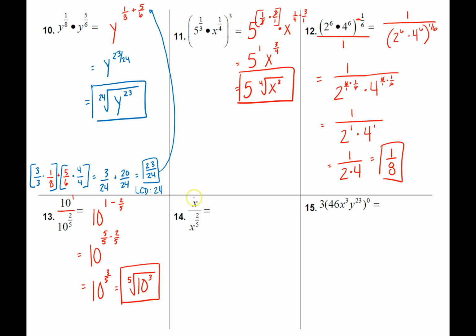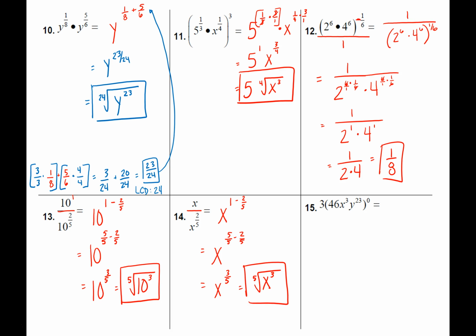All right, the next one, oh look, it's the same problem, but it has x's in it. So this is still a quotient problem because of that fraction bar. I have x to the 1st power minus the bottom power of 2/5. That means I have x to the 5 over 5 minus 2/5, which is x to the 3/5. I have a fractional exponent, so I'm going to write it as a radical. My base is x, power over the type of root being taken. That one is also simplified there.